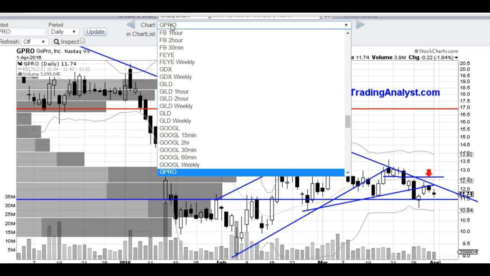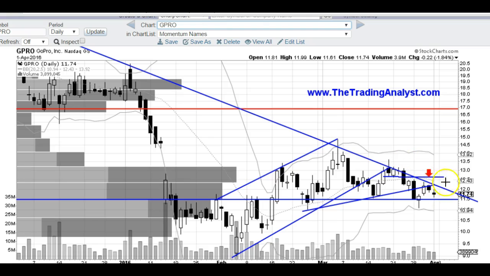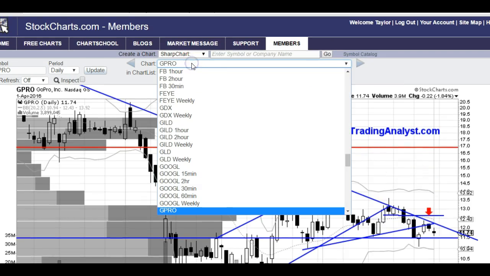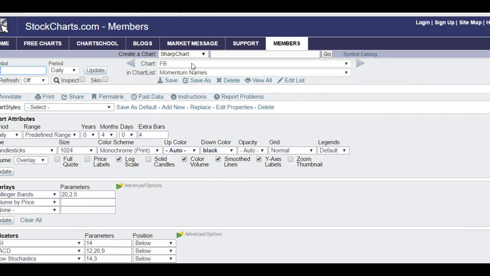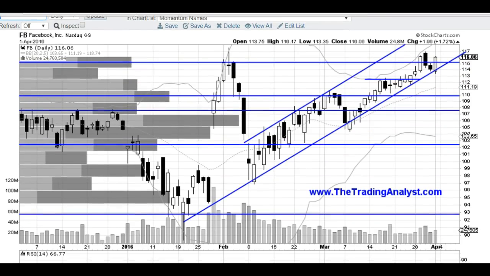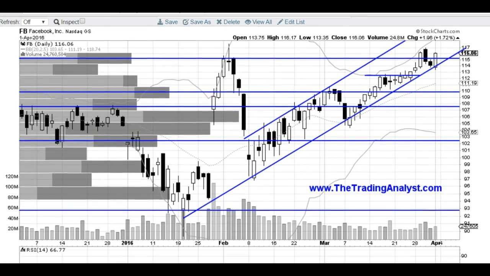But again, a break over that downtrend line would signal to me that I'm going to take off my short bias on GoPro. Next, we're going to be covering Facebook. Facebook right here. If you've been following along, you know that I like Facebook for higher.